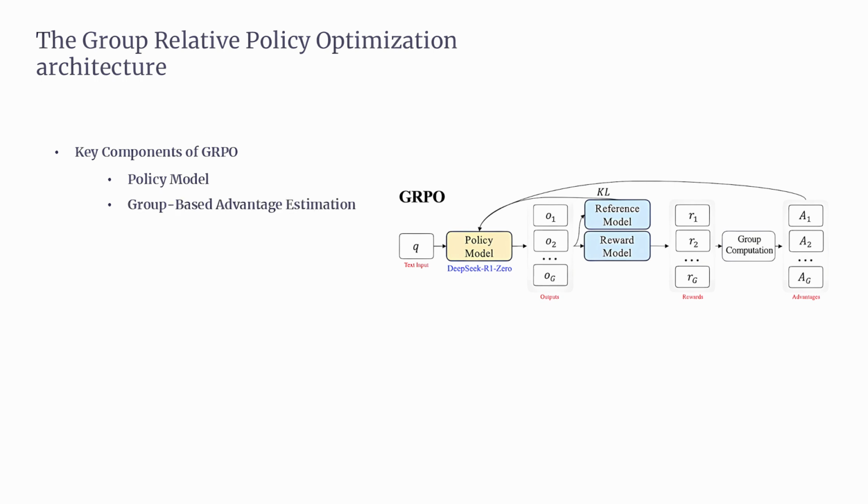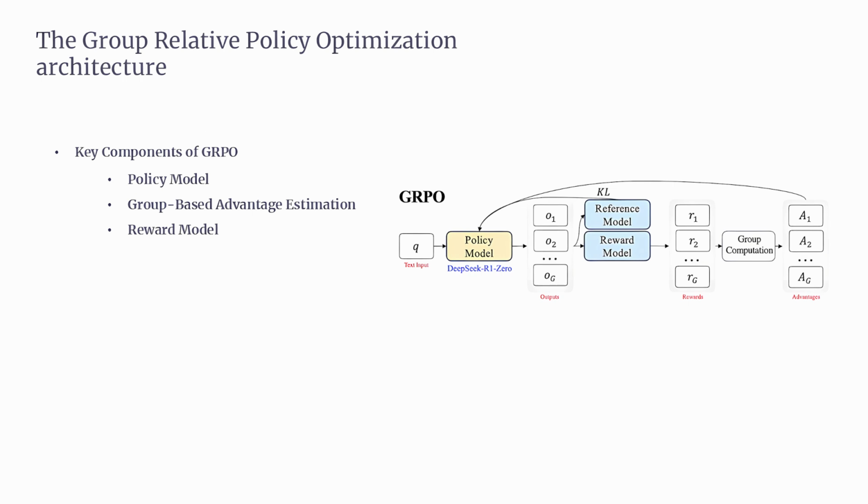2. Group-based advantage estimation. Instead of relying on individual response evaluations, GRPO generates multiple responses per prompt. The mean reward of these responses is used as a baseline to calculate the advantage. This helps reduce the variance in advantage estimates, making the process more stable.